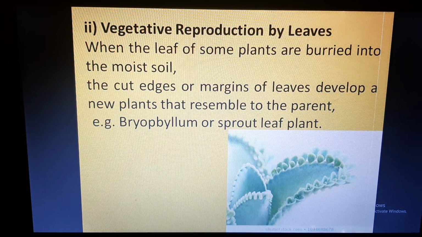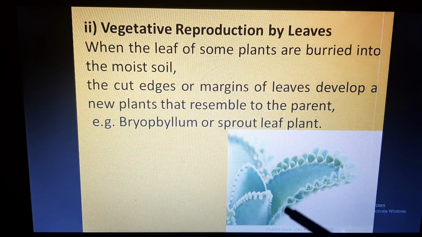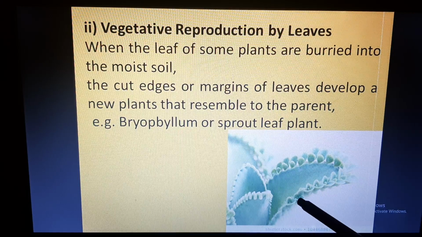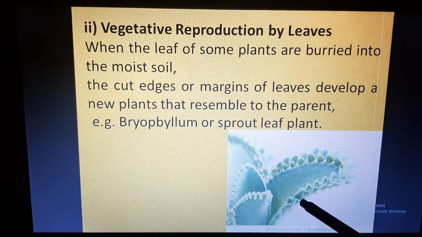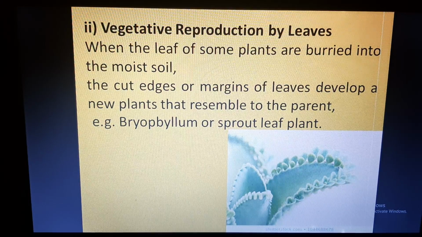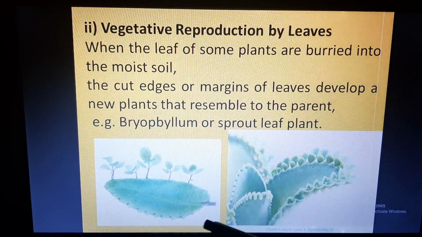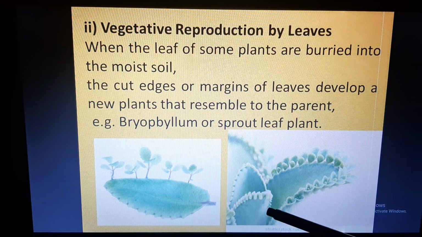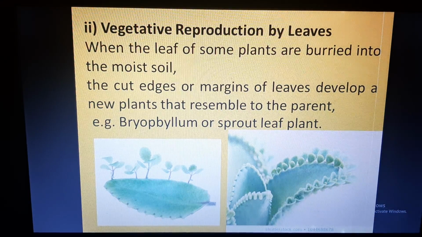So you must have observed a few plants around you which sprout new plants on the leaf. Now when these new sprouts fall down into the soil, they will develop new roots, and they will again develop into a new plant. So what is happening here? The leaf of the plant is producing the new plant.